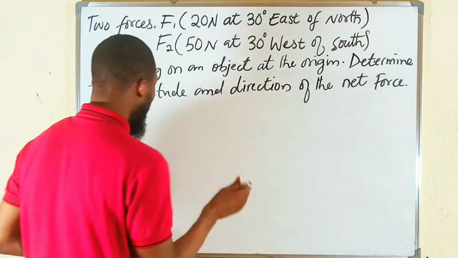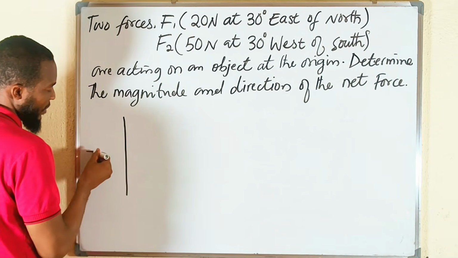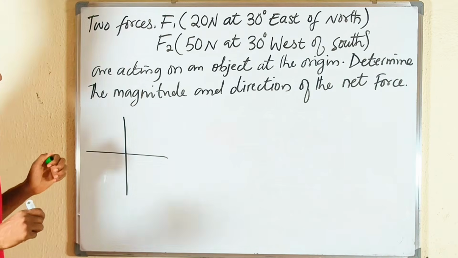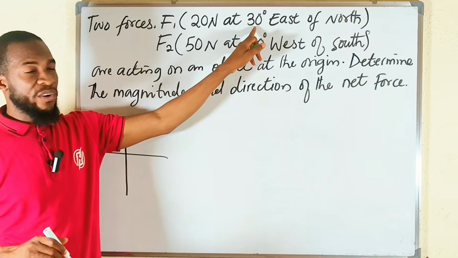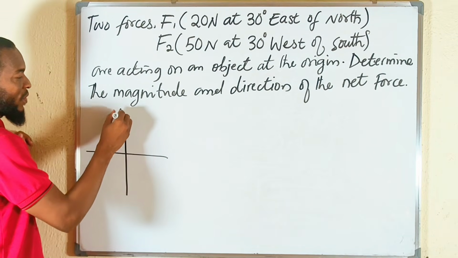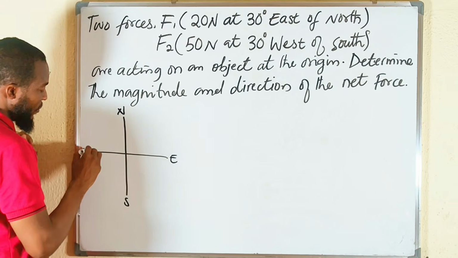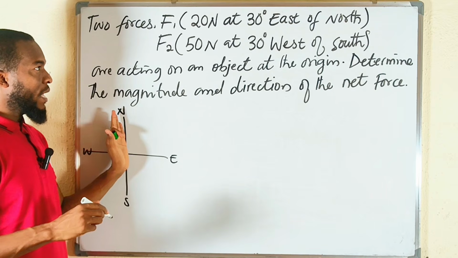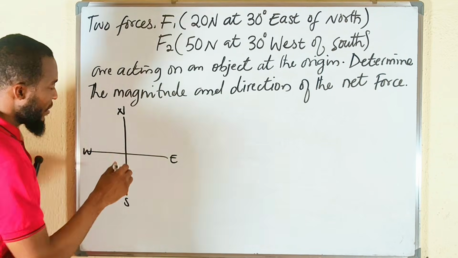Let's get started. I would like to sketch it. This is my y-axis and this is my x-axis. This is the origin we are talking about. So let's start with force number 1. I would like to sketch the direction first. 30 degrees east of north. You know this is north, right? This is south, this is east, this is west. So it is acting 30 degrees east of north. So from north towards east, 30 degrees.